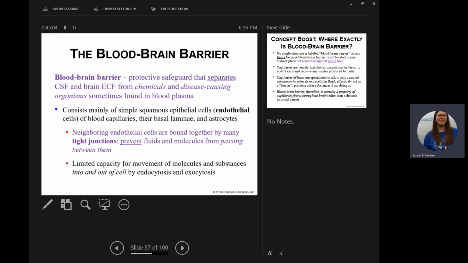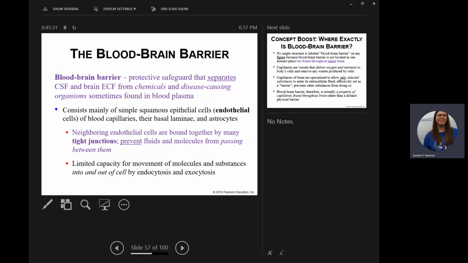All right, let's talk about this one real quick. The blood-brain barrier. I know we've already kind of talked about it, but we'll talk about it just a little bit more. All right, so the blood-brain barrier is a protective safeguard that separates the cerebrospinal fluid and the brain extracellular fluid from chemicals and disease-causing organisms sometimes found in the blood plasma. Hopefully you don't have an infection that's systemic and just traveling through the bloodstream, but it could happen.